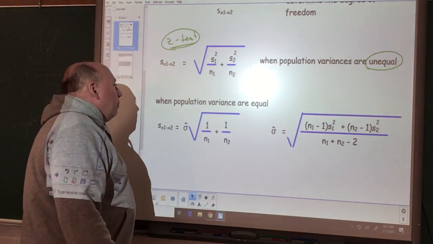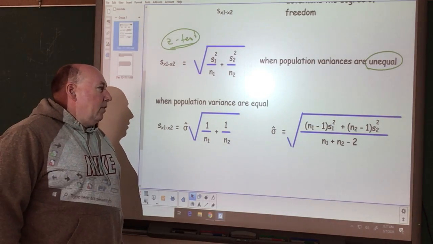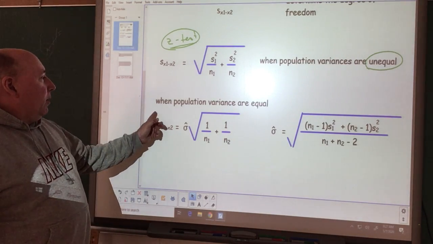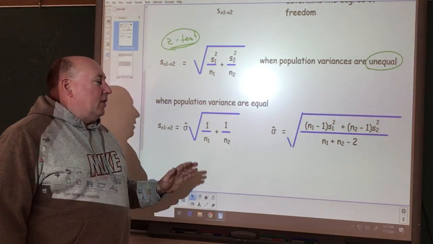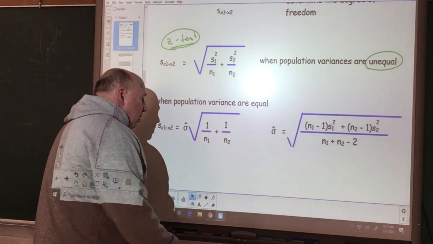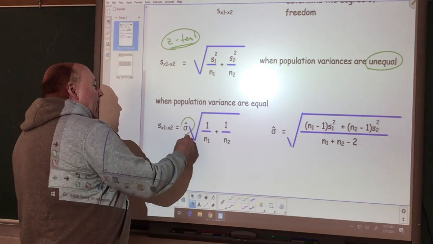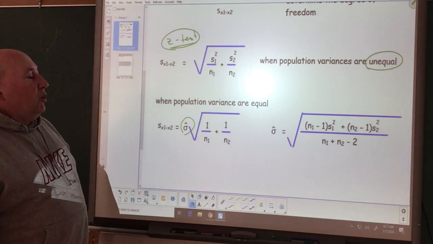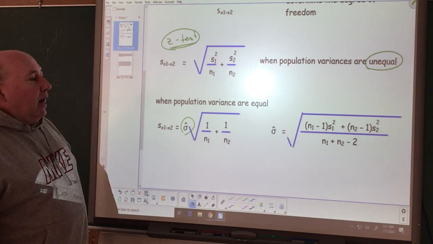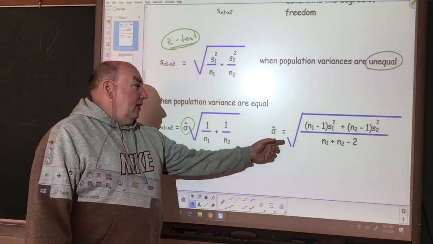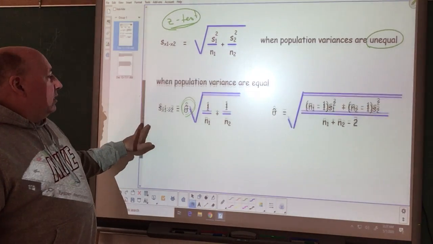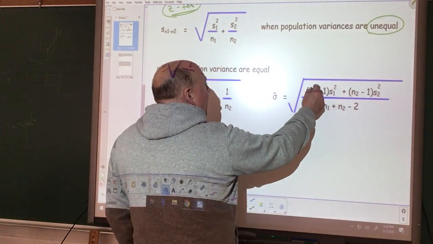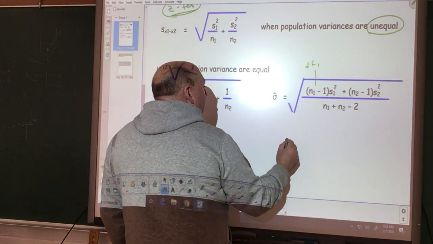When the population variances are equal, this is where it gets a little bit muddy. Once again, I suggest you have this written down so you can refer to it. We have sigma hat times the square root of 1 over n1 plus 1 over n2. Now, how do we find sigma hat? This is how we find the sigma hat here. This is what is given to us, but what I'm going to tell you is when I take n minus 1, this is degree of freedom 1.